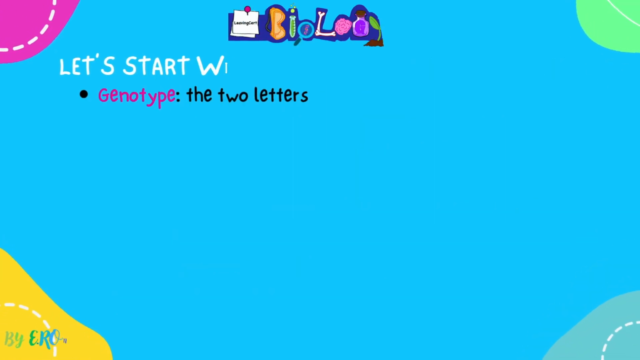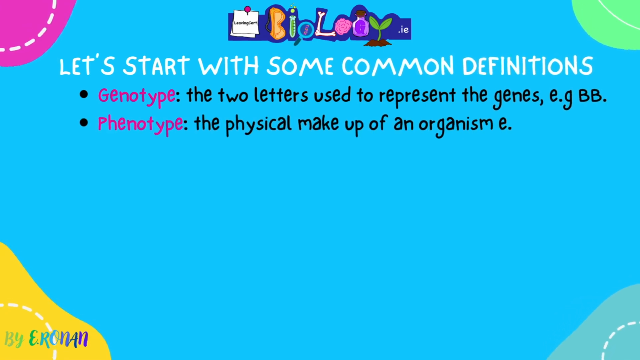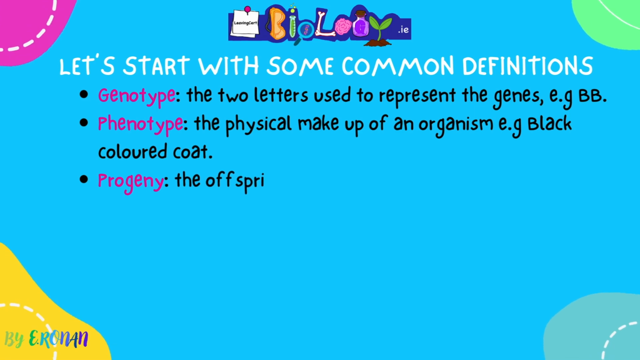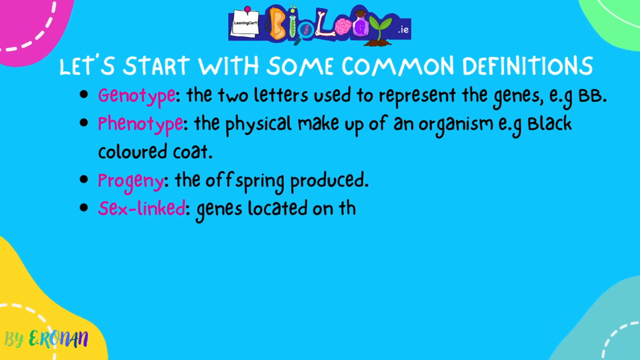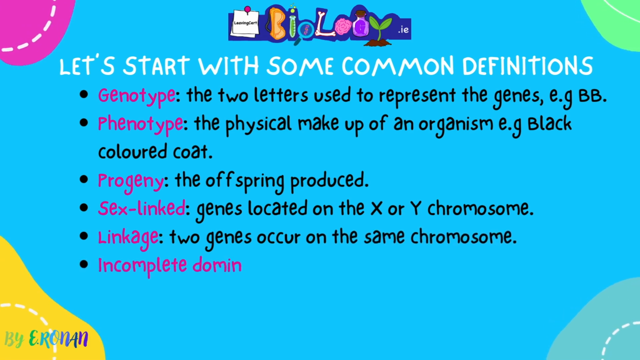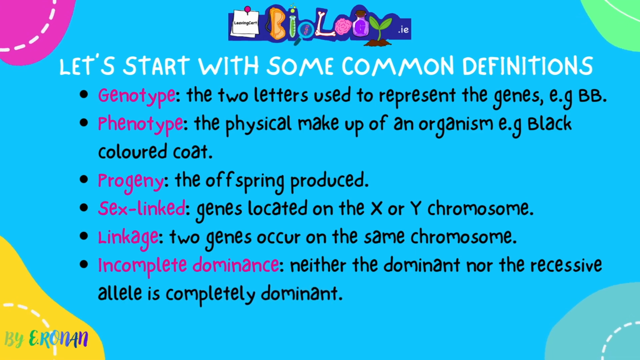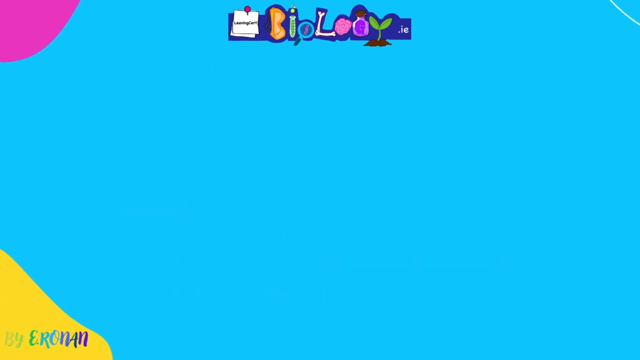Then we have genotype, the two letters used to represent the genes, and phenotype, I always think PH for physical, so the physical appearance of the organism. Progeny is another word for offspring, and sex-linked are genes located on the X or Y chromosome. Linkage is two genes occurring on the same chromosome, and incomplete dominance is where neither dominant nor recessive allele is completely dominant.